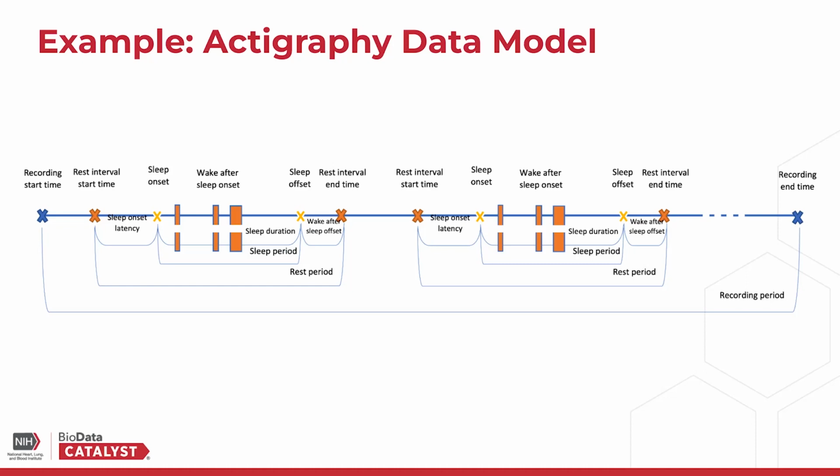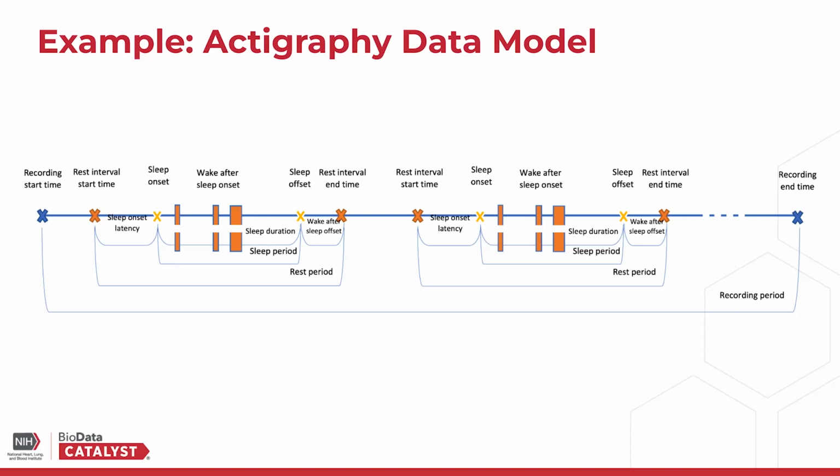So in this particular diagram, you see various metrics that identify specific data that are extracted from multiple day actigraphies. If you look at the big X's, recording start time, rest interval end time, rest interval start time, recording end time, you could see that you can identify 2 days, and we make it very clear in our data model what each of these, what's the difference, for example, between a recording start time versus a rest interval start time versus a sleep onset time, and so forth.